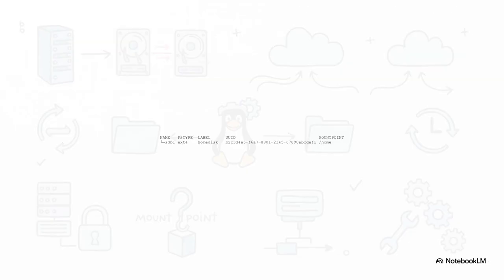So how do you find these magic IDs? Well, the lsblk command is your absolute best friend here. Just run that, and it'll show you all your drives, their file system type, any label they have, and that super important UUID. Another great command is blkid, which gives you similar info in a slightly different format. Either one will get you what you need.